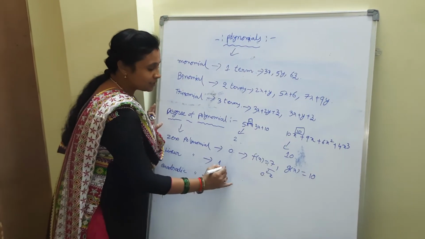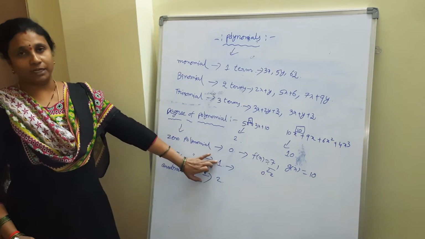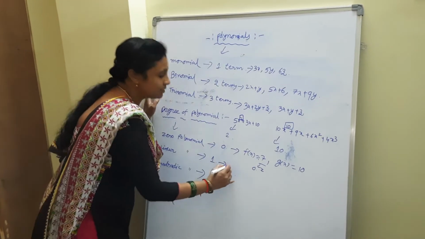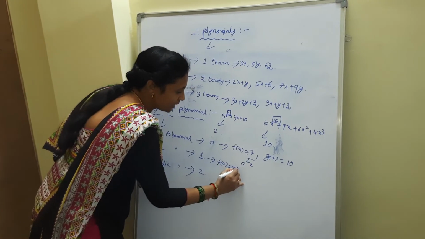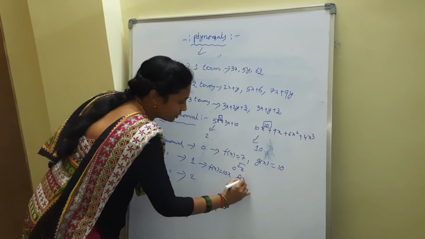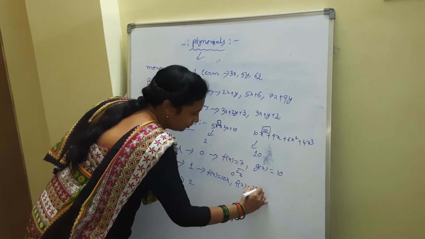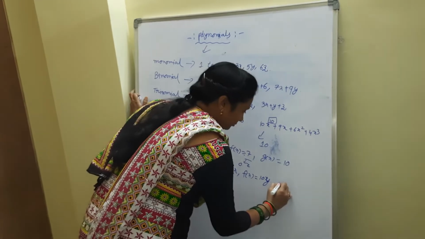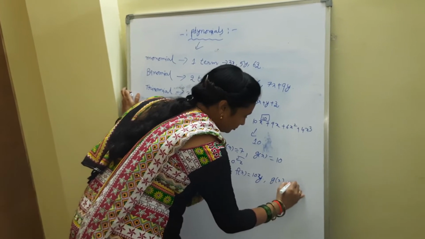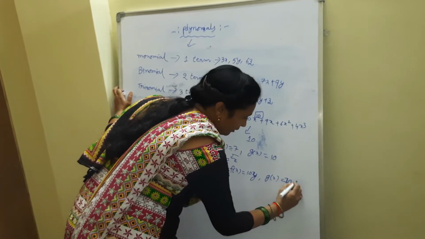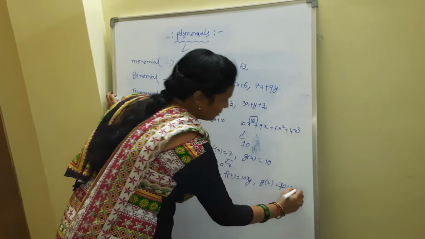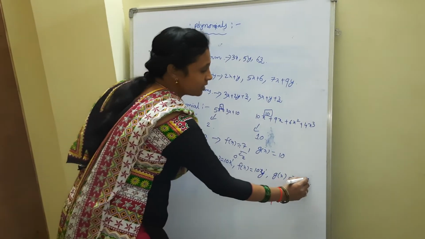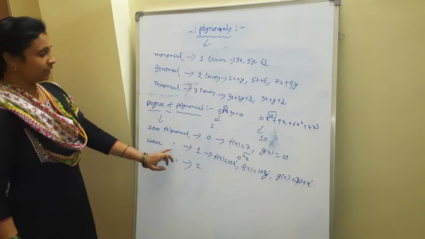Next, a linear polynomial contains the degree 1. If a polynomial contains the degree 1, then it is called a linear polynomial. I am giving an example. f of x is equal to 10x. f of x is equal to 10y. g of x is equal to 70 plus x. In these, the highest power is 1. This is called a linear polynomial.